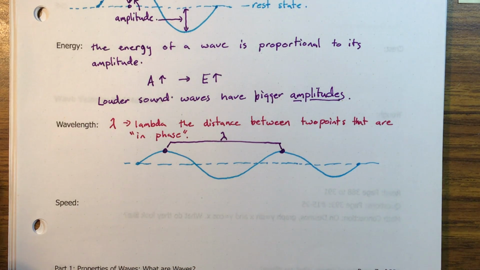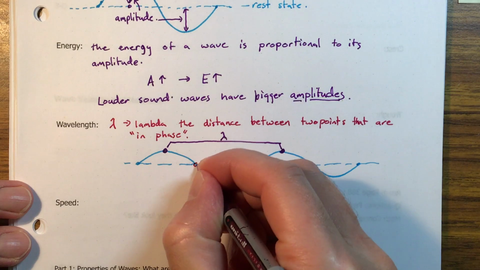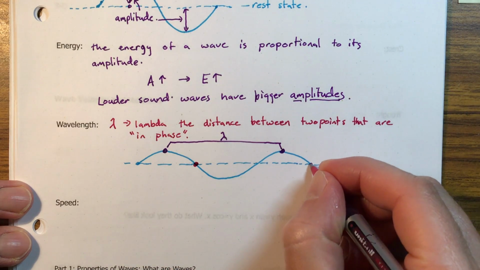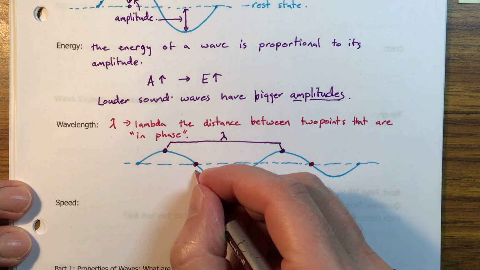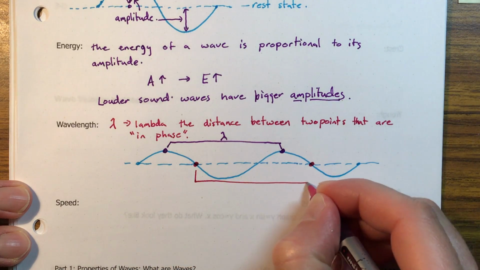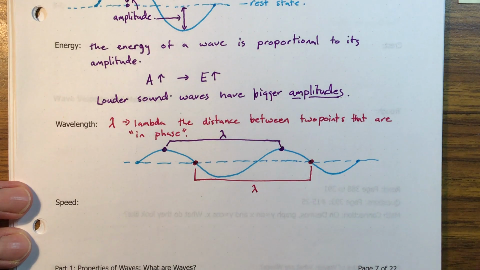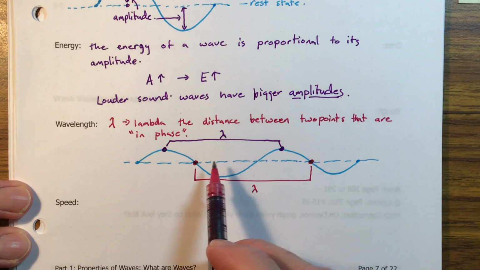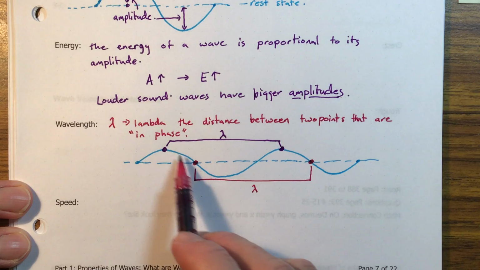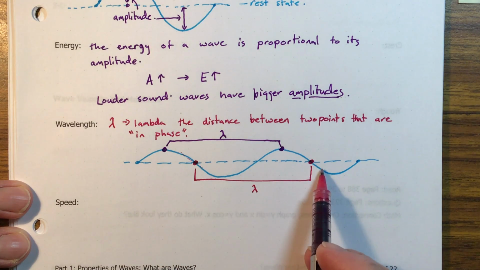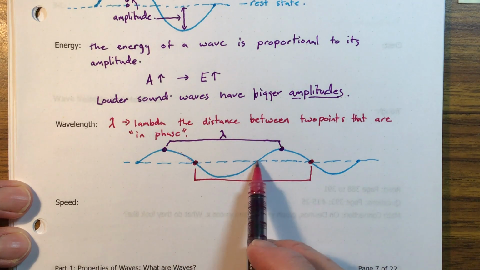I can choose multiple other points to measure. This point right here is in phase with this point right here. This distance here is lambda. These 2 points are both in phase. They're both at the same height, and they're both on the downward swing. This point and this point are not in phase.